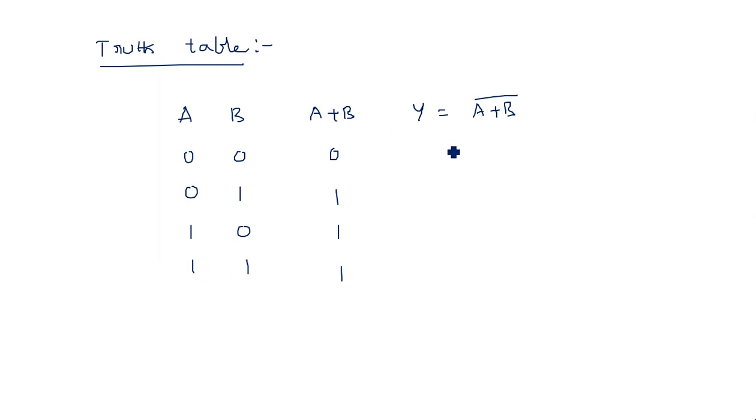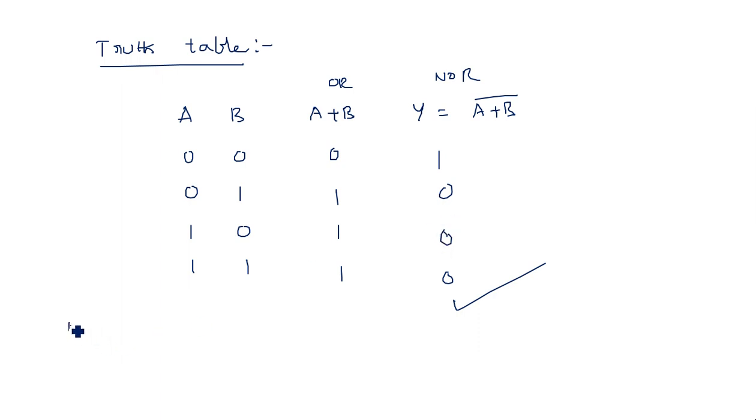Now if you take the complement of all these outputs, then it will give you NOR operation. See, this is OR operation and this is NOR operation. So 1 followed by triple zeros. This is your NOR gate operation. What do we mean by that? If all the inputs are zeros, then output is 1. In remaining cases, output is equal to 0.